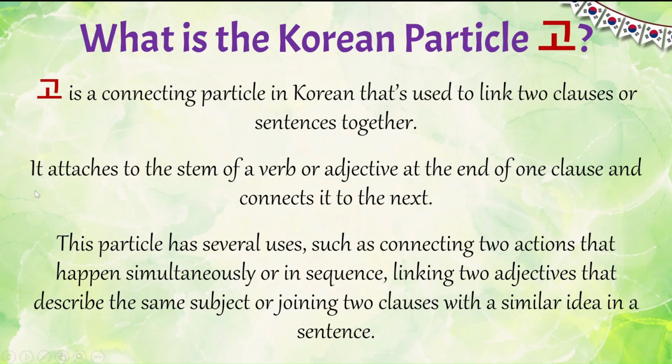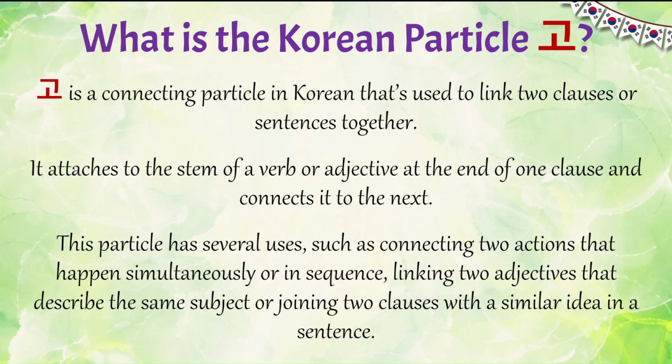What happens is it attaches to the stem of a verb or adjective at the end of one clause. We all know that in Korean, the sentence or clause ends in either a verb or adjective. Okay, so ko attaches to the stem of the verb or the adjective that is present at the end of the clause or the sentence, and then it connects it to the next clause or the next sentence.